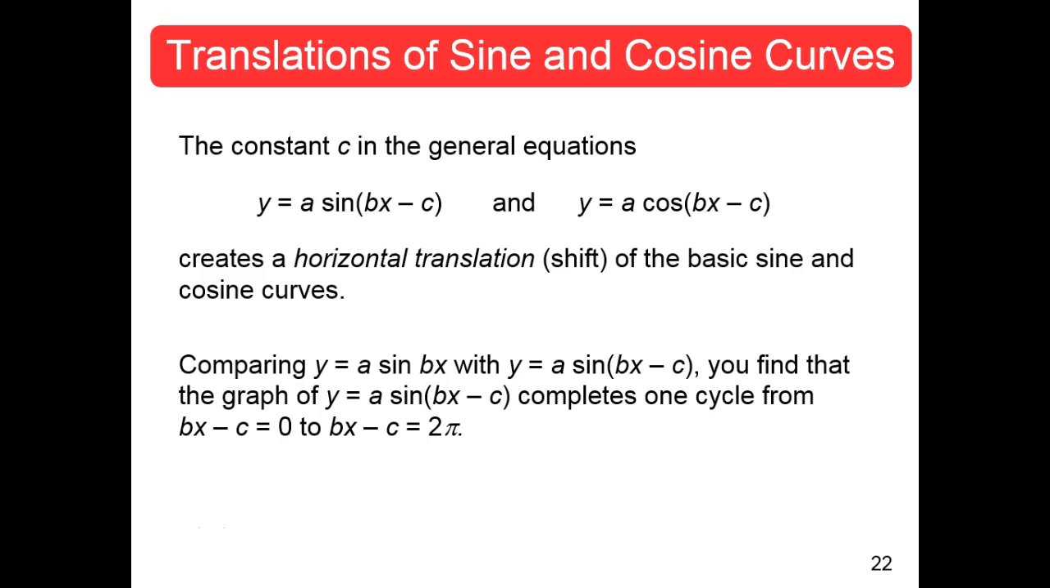Translations of sine and cosine curves. Now we're going to do one more parameter, and this is going to be our C. And again, I really don't like their placing them this way, but this is what the book does, so get used to it. Y is equal to A sine open parentheses, Bx minus C. It creates a horizontal translation or a shift on the basic sine or cosine curve.